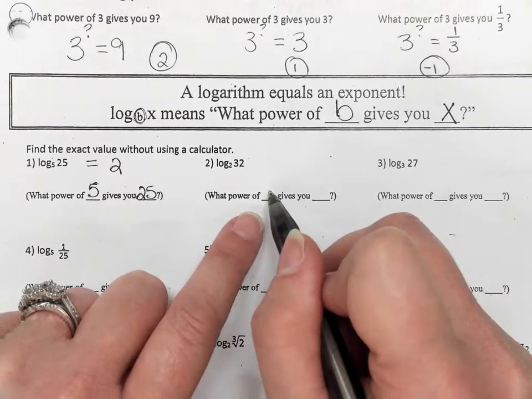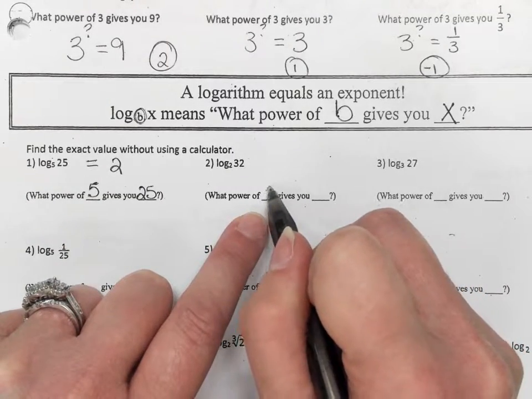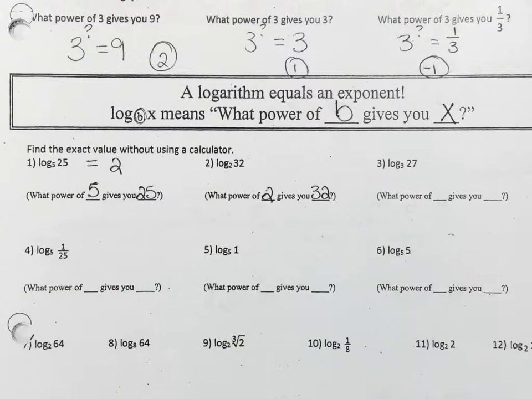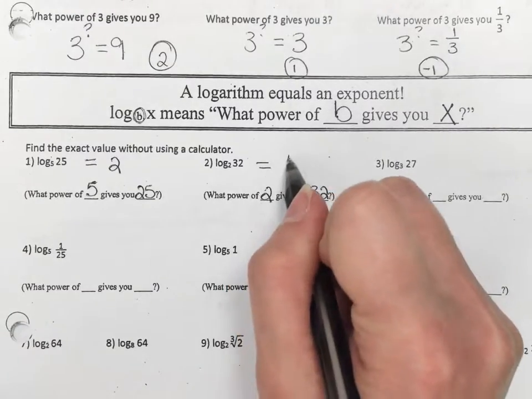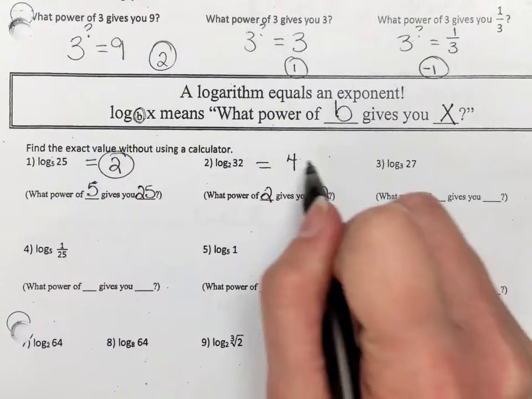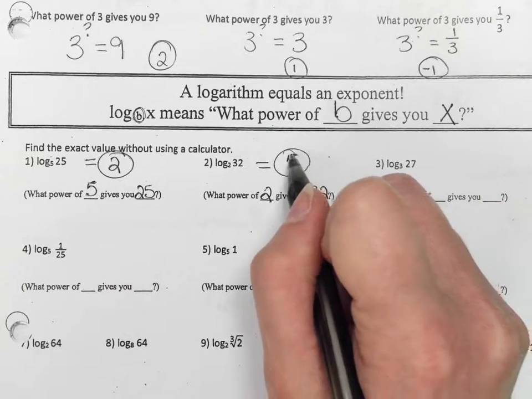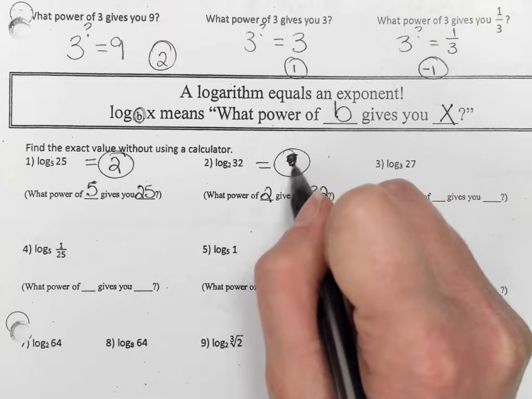How would I rewrite number 2? So 2 to what power is 32? Use your calculator. 2 to the second, 2 to the third, 2 to the fourth, 2 to the fifth, 2 to the sixth. Which one gives you 32? 4? Wait. That's not 4. It's 5, isn't it?